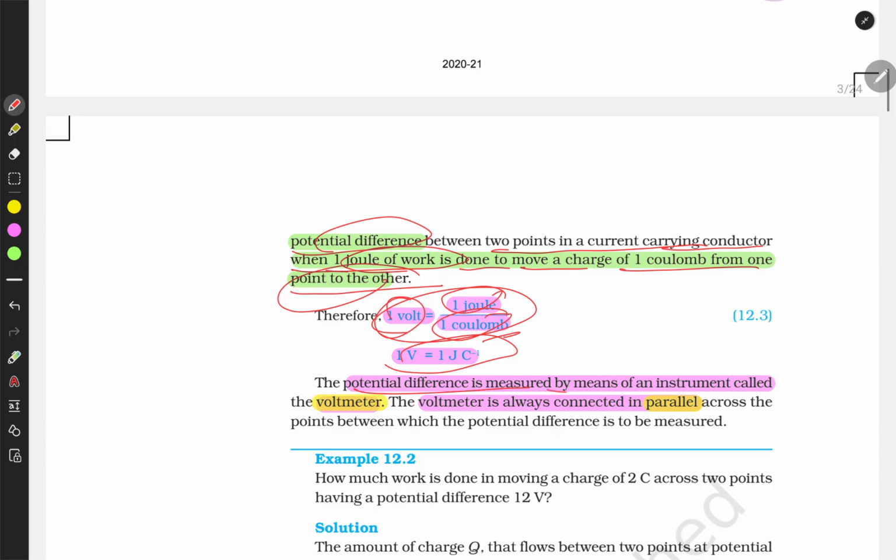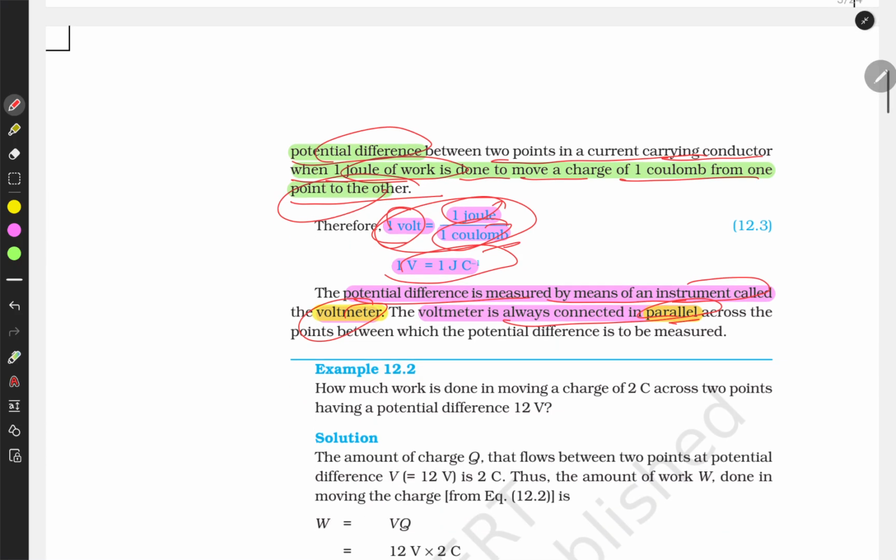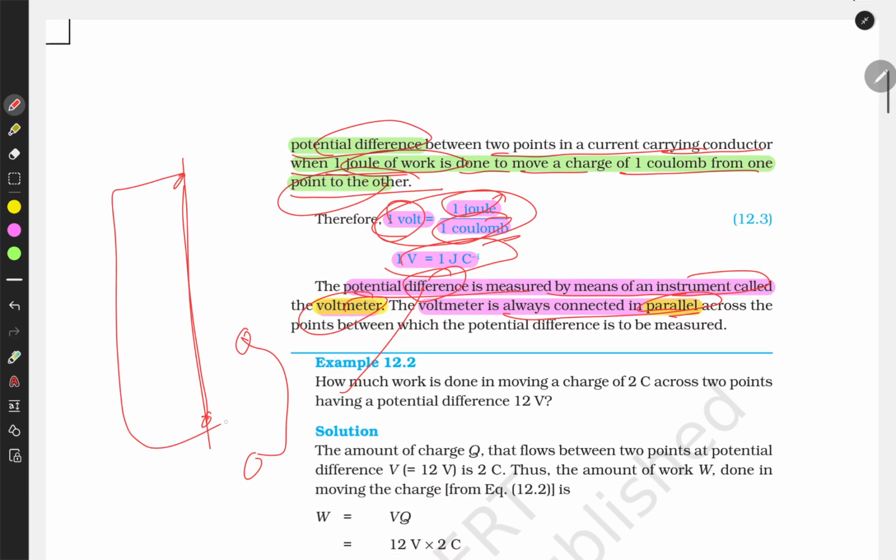Potential difference is measured by means of an instrument called a voltmeter, and it is always used in parallel. This is a wire, and we have to measure its potential difference from this point to this point. We cannot put it in series because we need two points, since we are talking about a difference. Difference of what? Of two things. So it will be connected in parallel this way. So this is a voltmeter here.